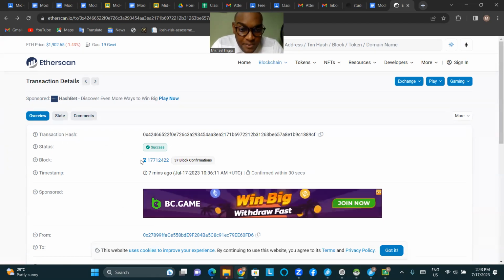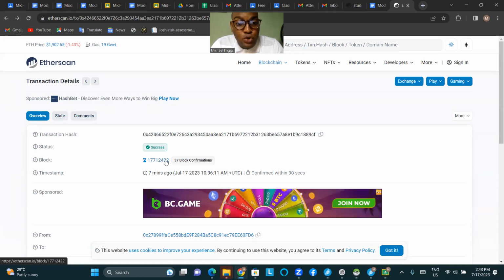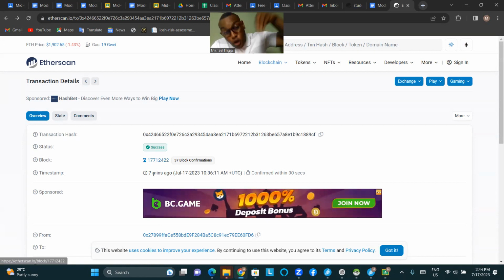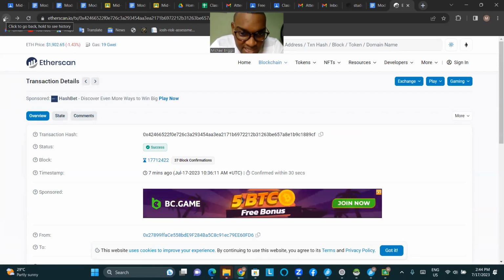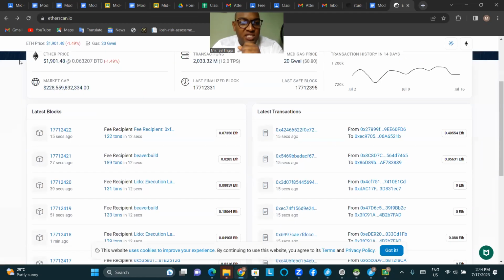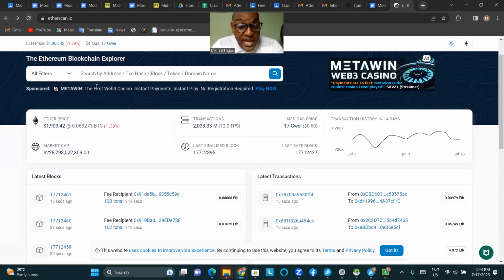And we have the block number 17,712,422. So how many blocks have been added on top of this block? Let's find out. Let's go back. So just take note of the last digits, which is 2,422. And let's see how many more blocks have been added. So we're going to just refresh this page and see the latest block. So we had 2,422. Now we have 2,461. So if you minus 22 from 61, that's going to give us roughly about 39.